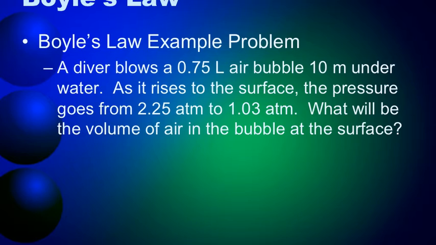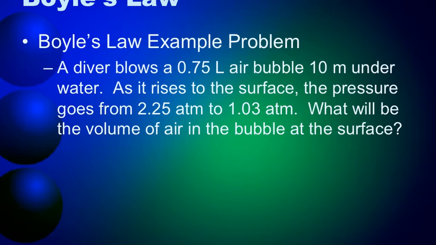Okay, let's try this sample problem together. A diver blows a 0.75 liter air bubble 10 meters underwater. As it rises to the surface, the pressure goes from 2.25 atmospheres to 1.03 atmospheres. What will be the volume of air in the bubble at the surface? What I like to do with these problems is to label what the numbers given are and then try to figure out which equation we're going to use. Since this doesn't say, use Boyle's law to solve it, we try to figure out which one we are going to use because I have 3 of the 4 pieces of it. And you'll see with the other laws here that this will be helpful.